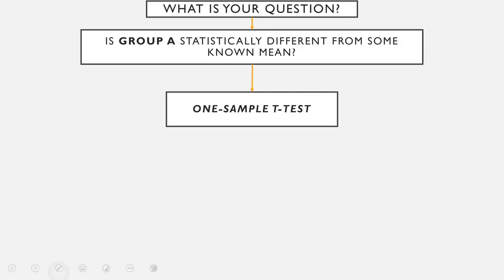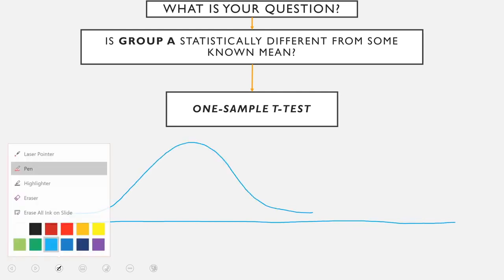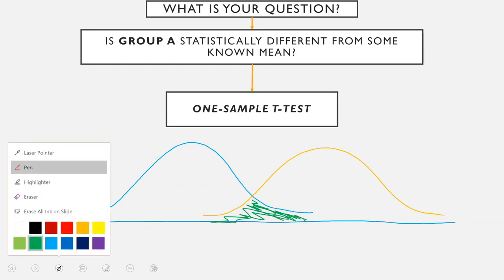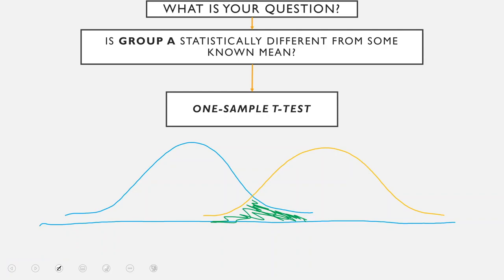So what does that look like? Let's go back in time and recall that when we're doing t-tests, what we're doing is essentially comparing two groups with each other and seeing how much they overlap, right? So this green area is how much these two curves, these two distributions, overlap, and that is our p-value. And the further apart those two distributions are, the smaller the p-value is.